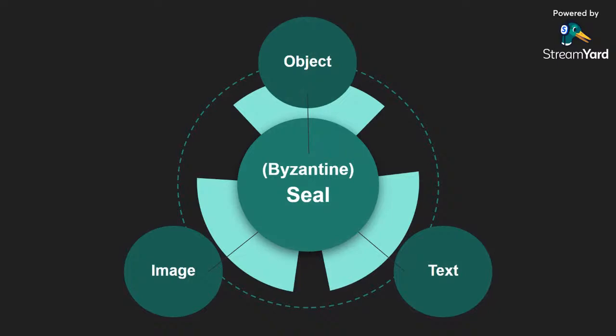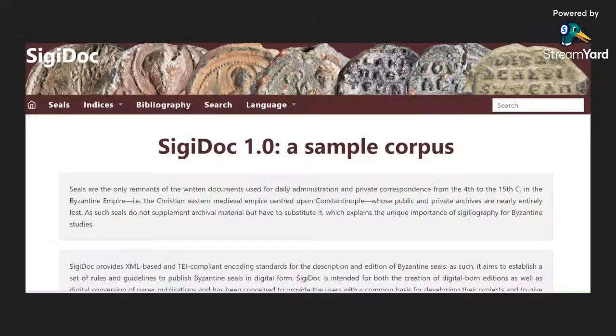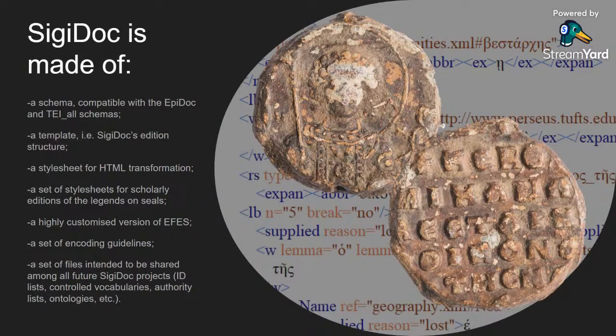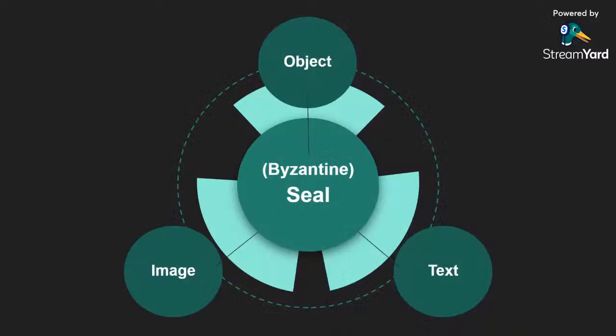But what? Let's go a step back. So let's just see what is a seal, in this case, a Byzantine seal, from an EpiDoc, from a SigiDoc, or from a data model point of view. So we have an object, we have a text, and we have an image. So let's go back 1 second here. As you can see, we have the object itself, we have the text, so what's inscribed, let's say, on the seal, and we also have a very nice iconography, in this case of the Archangel Michael.